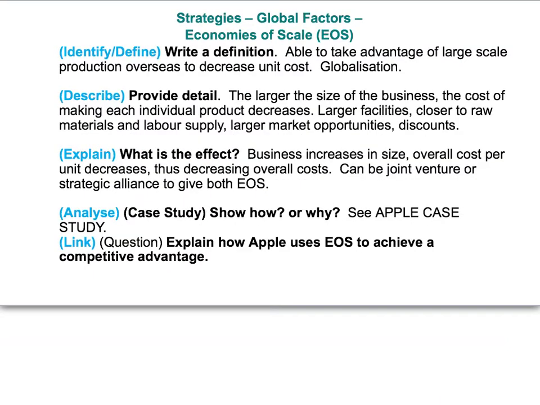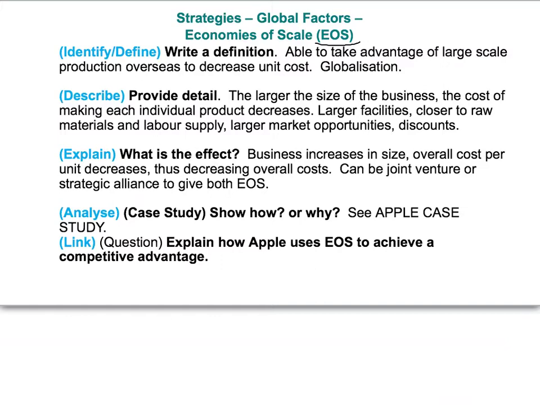Another of the global factors is economies of scale. We've seen economies of scale before, so you should be used to it by now. I've just put EOS there just to make it a bit shorter, so there's just a shorthand version. So taking advantage of large-scale production overseas to decrease your unit costs is a factor of globalisation. So the larger your business, the cost of making each individual product decreases. You want to keep in mind too that Australia is a very, very small market. We only have a very small population, so businesses can saturate the market fairly quickly. So to grow any more, they often have to go overseas.